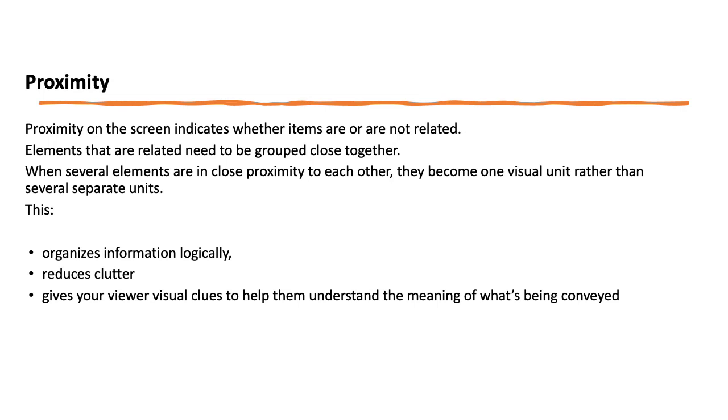And the last one is proximity, which means just putting things close together. So when things are close together on the screen, it automatically implies that they have some sort of connection in their meaning. So we have to be really careful what we put together. Elements that are related need to be grouped more closely together, and there needs to be a little bit of separation or space if things are different in meaning. So putting things in close proximity helps you organize your information logically, reduces clutter, and helps give your viewers some clues to help them understand what you're trying to convey.